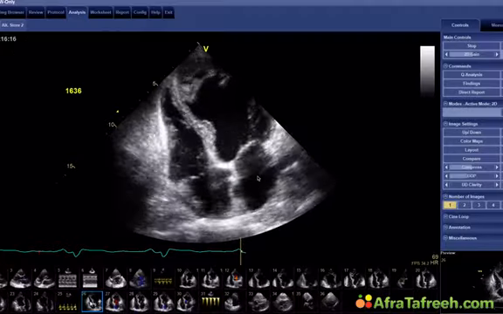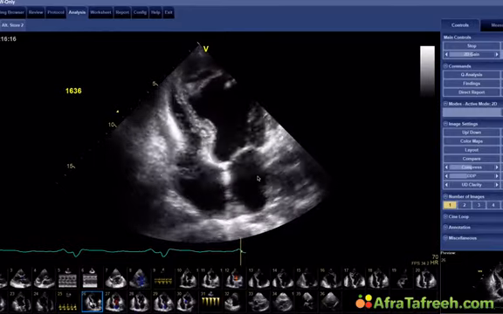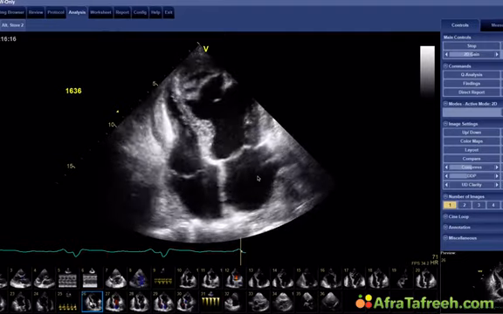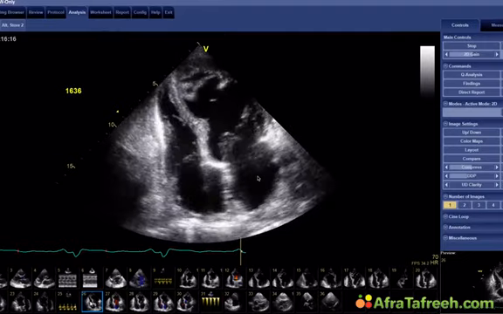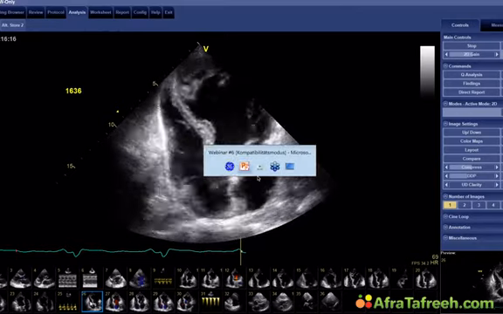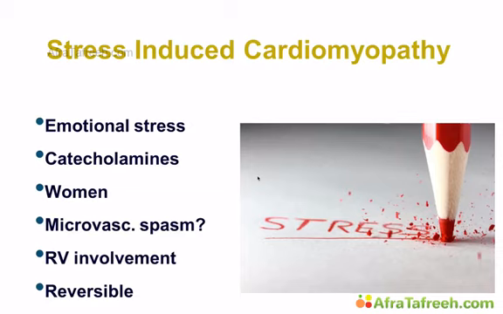But in any case, the patient had normal coronary angiography, and the reason is because she does not have coronary artery disease, and the cause of left ventricular dysfunction was certainly not coronary artery disease, but a Takotsubo syndrome. What is Takotsubo? Some of you will already know this pathology. It's a pathology which is also called stress-induced cardiomyopathy.